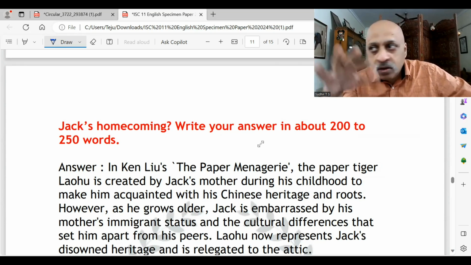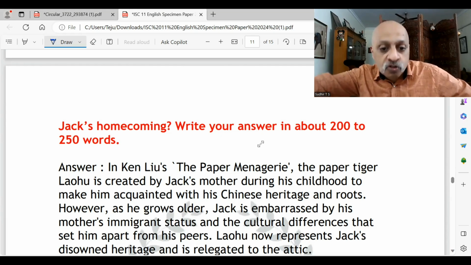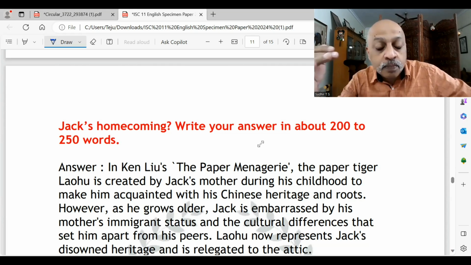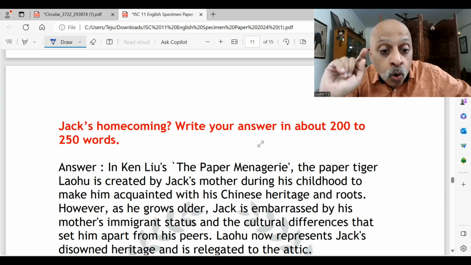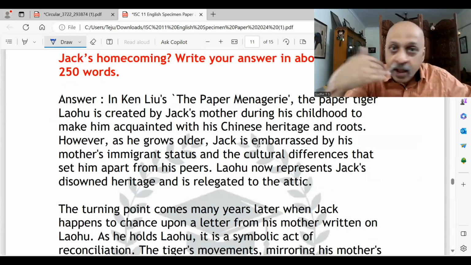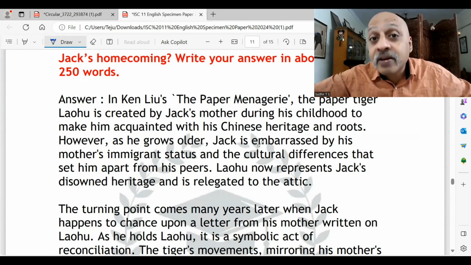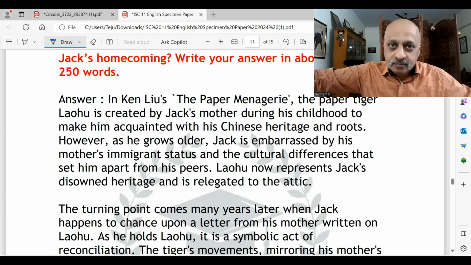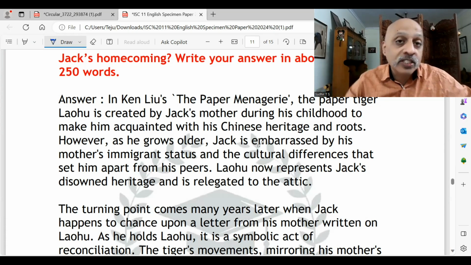He does not feel a sense of belonging, right? It sets him apart from his peers. So Lao now represents Jack's disowned heritage and he's relegated to the attic. He's thrown into the attic. I could have written thrown into the attic, but relegated gives you a sense of being outcast, because that's precisely what Jack does.